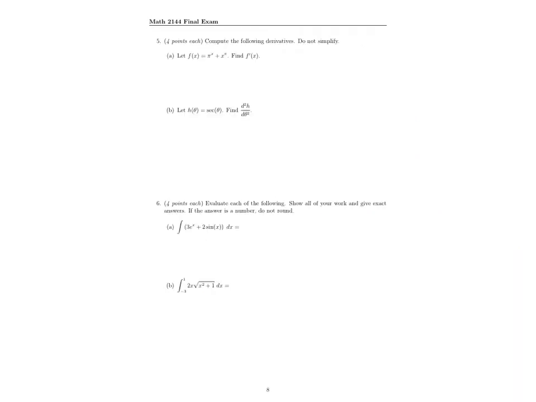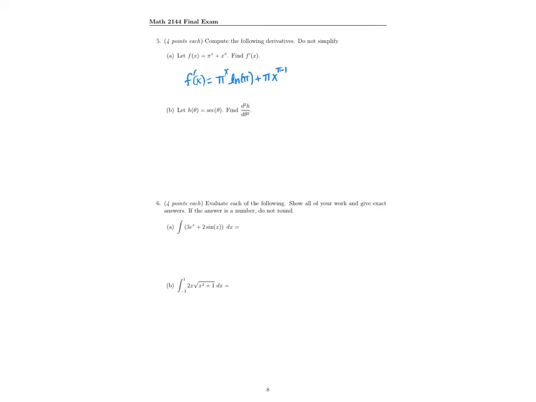The next one, compute the following derivatives. Do not simplify. So remember, as I'm looking at 5a, that pi is just a constant. And so pi to the x is an exponential function. So the derivative of pi to the x is going to be pi to the x times the natural log of pi, plus x to the pi is just a power function. So it's going to be pi x to the pi minus 1.